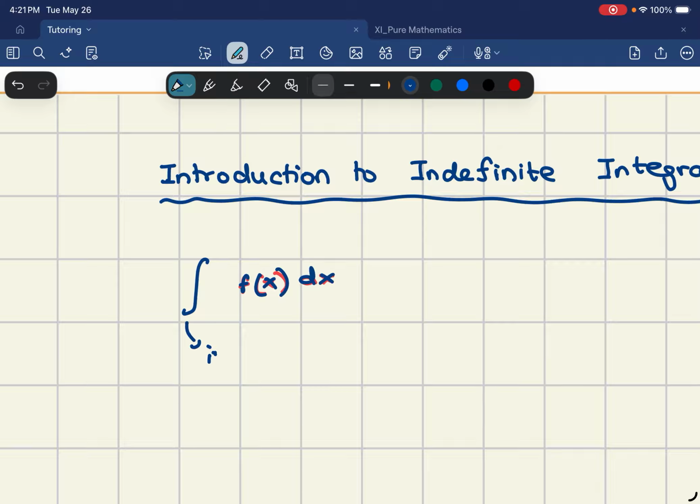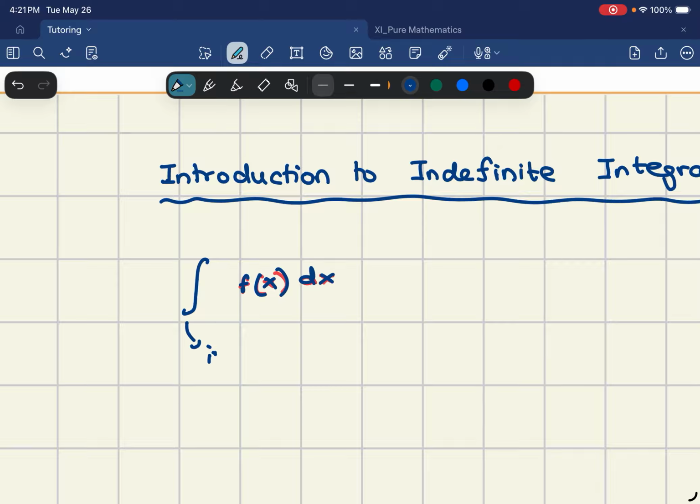If I differentiate f of x, I might get f dash of x. And if I integrate f dash of x, I will get f of x plus c. So basically, the idea is that integration and differentiation are reverse processes. And now we are going to use that. That is the fundamental theorem of calculus. It just tells you that integration and differentiation are reverse processes.